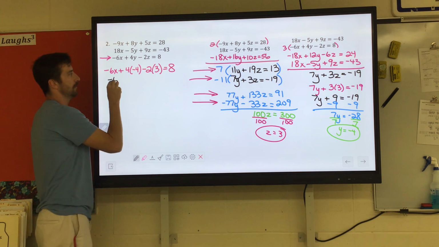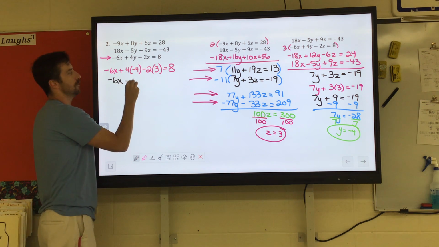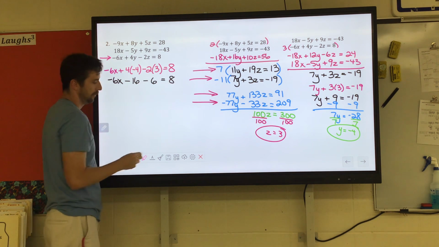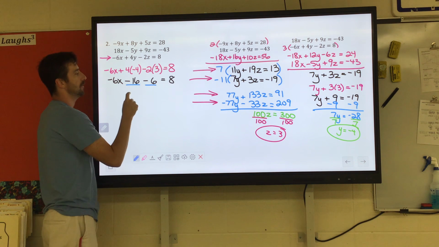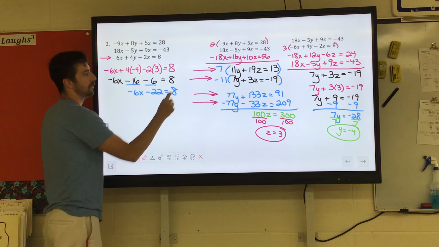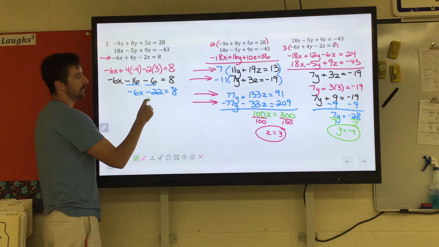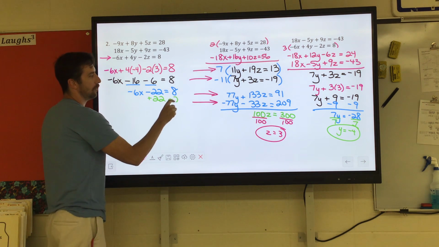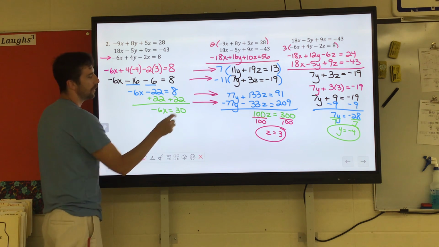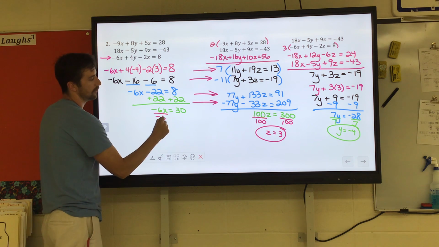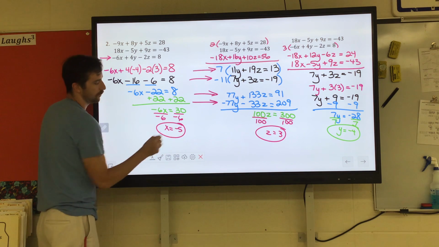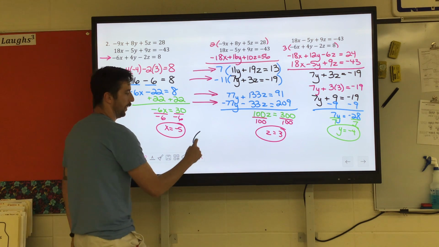All right. Negative 6x. 4 times negative 4 is negative 16. Negative 2 times 3 is negative 6. If we combine our negative 16 and negative 6, we get negative 22. Negative 6x minus 22 is 8. Hey, we should probably add 22 to both sides here. Negative 6x equals 30. And then divide by negative 6. 30 divided by negative 6 is negative 5. We'll write it as a coordinate, and then we'll move on our way.